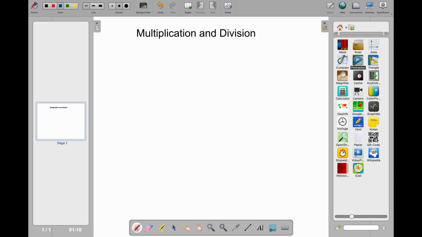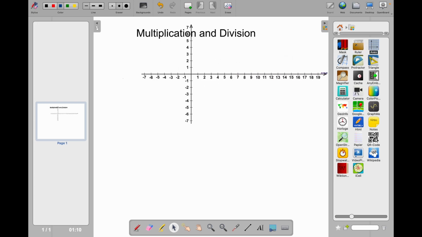So let's talk about multiplication. We talked about addition and subtraction. Okay, let's bring our number line here. We talked about doing addition and subtraction using the number line. So can we do multiplication? Let's start with multiplication. Can we do multiplication with the number line? Okay, we can. So how can we do that?